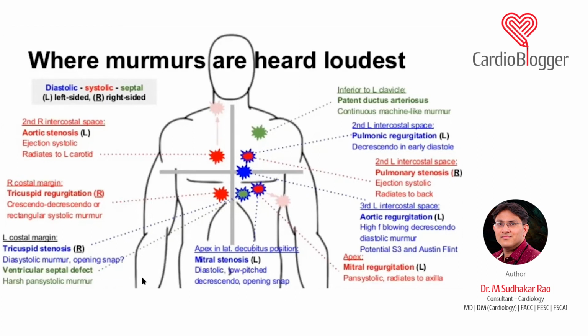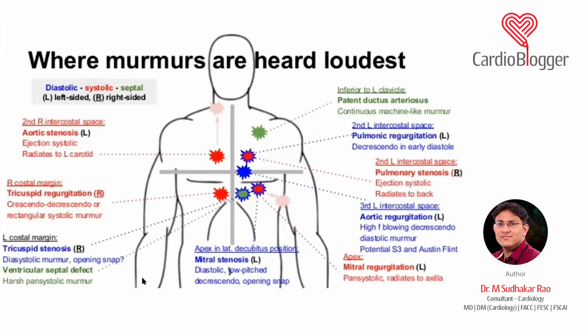Nowadays, we have stopped using the word ejection systolic because ejection systolic is used only for flow murmurs and not for an organic murmur. So aortic stenosis murmur being an organic murmur, it is a mid-systolic murmur. It is a harsh murmur, it is a high-pitched murmur, it can have even medium intensities. Best heard in the aortic area. It radiates to the left carotid, and it is usually associated with a thrill.